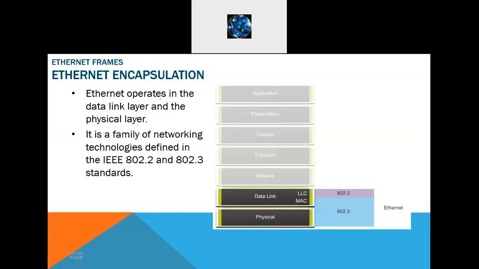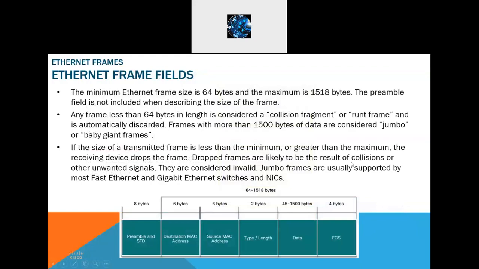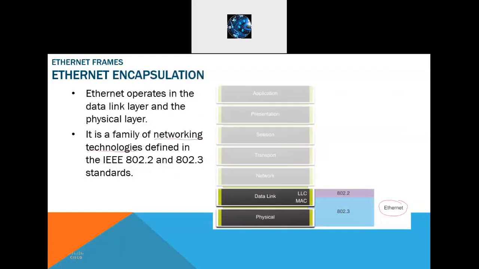So let's see what they have to say here. Ethernet operates in the data link layer and the physical layer. It is a family of networking technology. You see it there, right? It is a family of networking technology defined in the IEEE 802.2 and 802.3. So you can see what we have in this place right now. Ethernet is a technology that enables us to build our local area network.